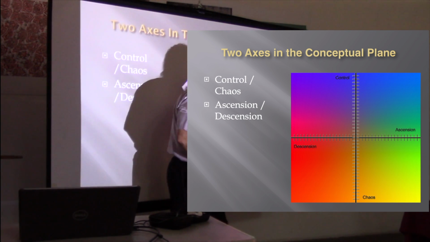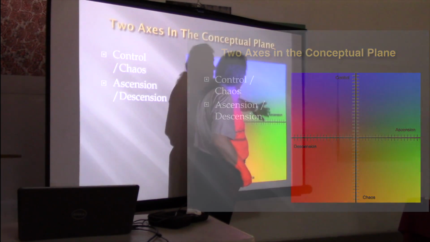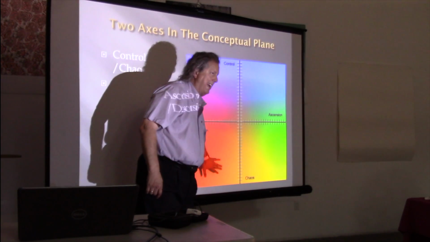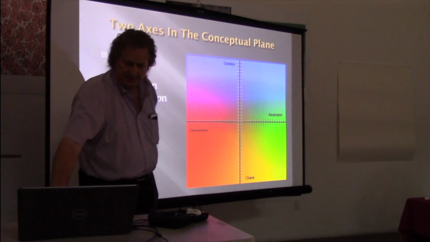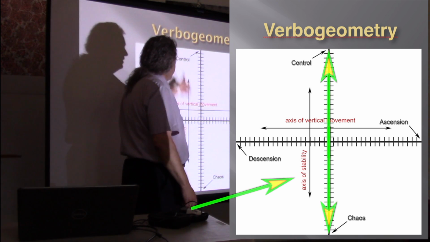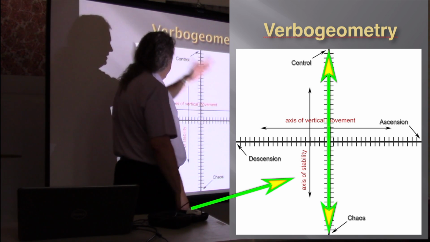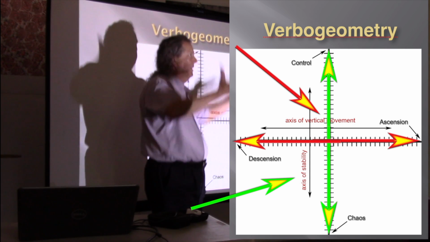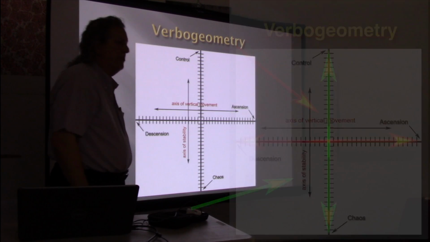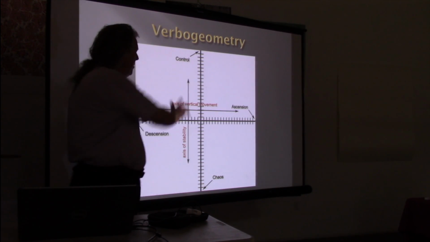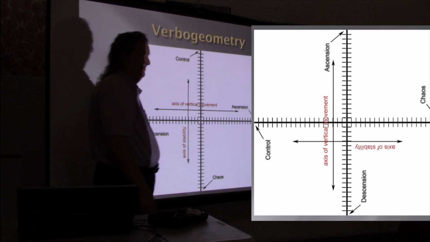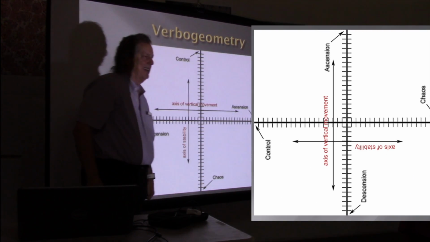Anywhere in this space, we get a different feeling. Here we have more ascension, more control. Here we have more dissension and chaos. So we have an axis of stability in chaos and control, and an axis of vertical movement, ascension and descension. After I put all that together, I said, wouldn't it make more sense if you would have rotated that 90 degrees? Probably would. But conceptually, it doesn't make any difference.